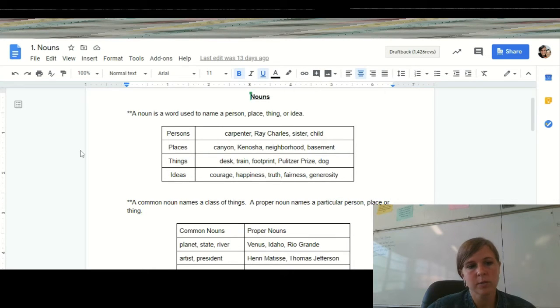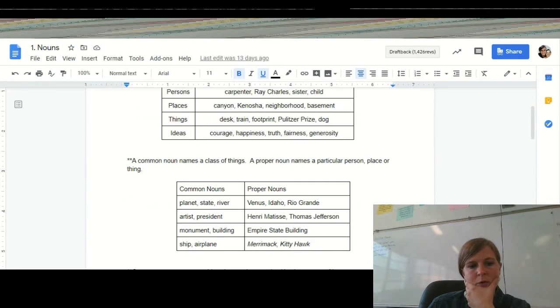So we're starting with nouns. Everyone knows that a noun is a word used to name a person, place, thing, or idea. I've got charts here to help you identify what is what. You guys can refer back to these charts as you go through the exercises if you need to. So we've got examples of people: carpenter, Ray Charles, sister, child; places: canyon, Kenosha, neighborhood, basement; things: desk, train, footprint, and so on and so forth. And then ideas are also considered nouns. So courage, happiness, truth, any sort of feeling.